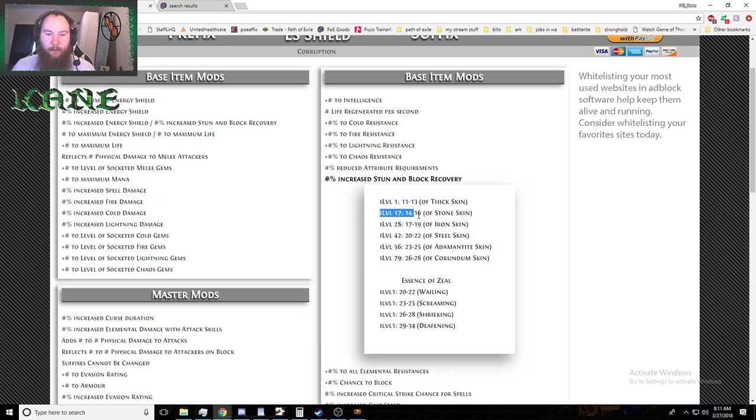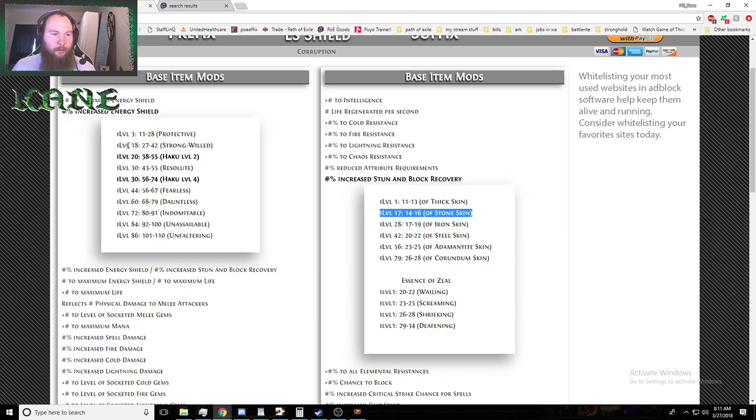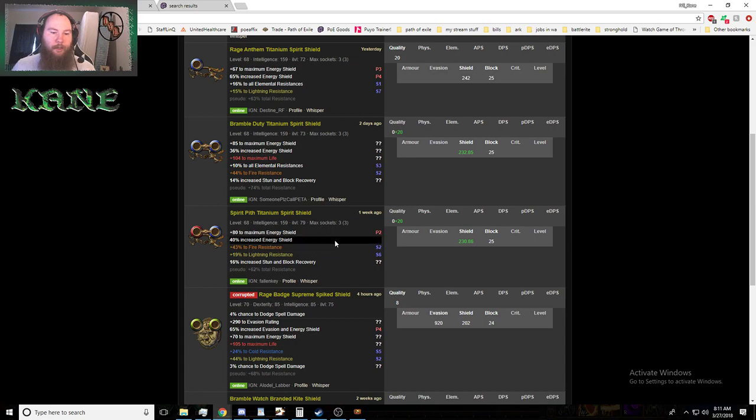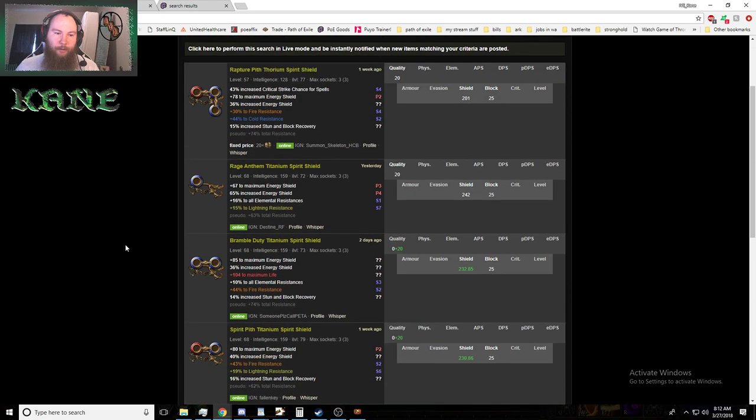So now what it could be is the stone of this plus the strong willed of that. But usually the site would have been able to detect that and pick that up. So what I'm guessing is that this has an open prefix, and you would be able to buy this shield, slap on the prefix, and this would pop way over 300. I could be wrong, but it should be able to do that.